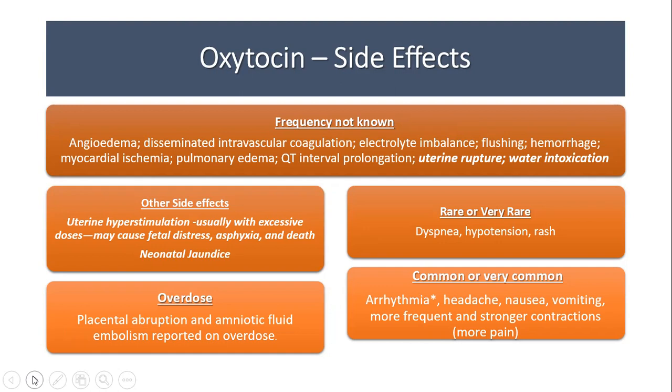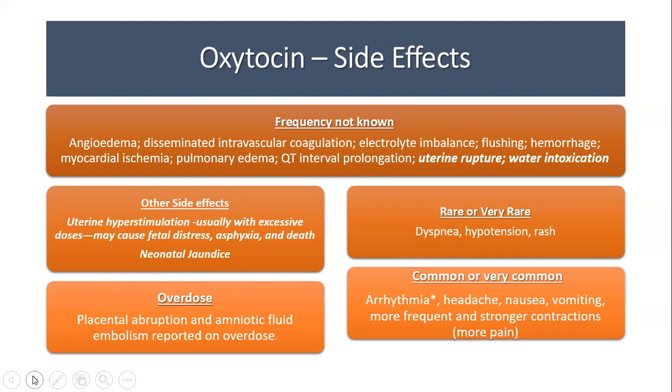And with water intoxication, you have hyponatremia. And sometimes you can have profound hyponatremia in labor when you're given a lot of oxytocin, which can cause seizures in both the mother and the baby if it's quite profound, like when you get into a region of less than 125 or less than 120. It can cause QT prolongation, myocardial ischemia, and pulmonary edema from fluid overload.